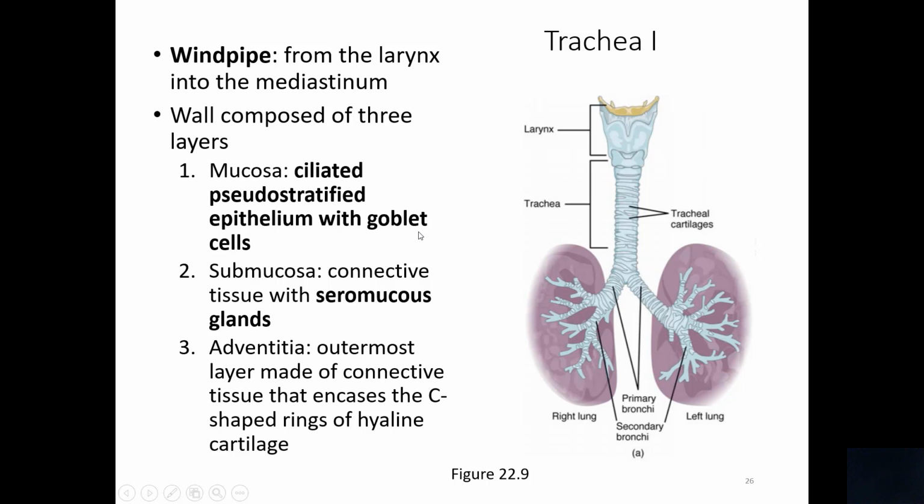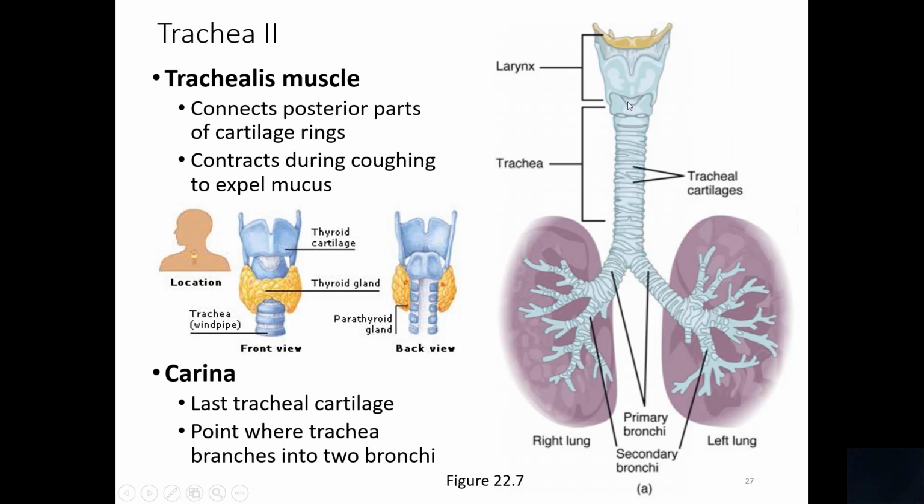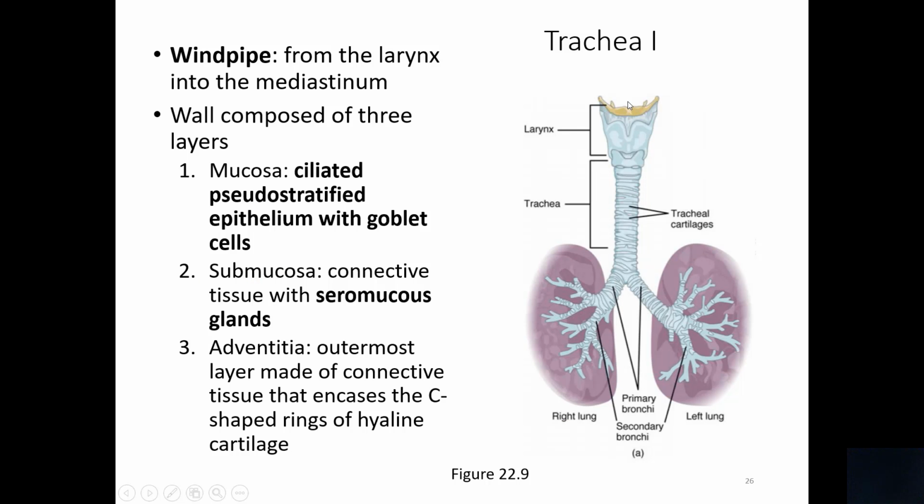It means goblet cells produce mucus, and those cilia of pseudostratified epithelium, they can move that mucus together with particles of dust, bacteria that we inhale, and move it all the way up, where we swallow that, or if there is too much of that stuck to our cilia, to our epithelium, then we cough it out.